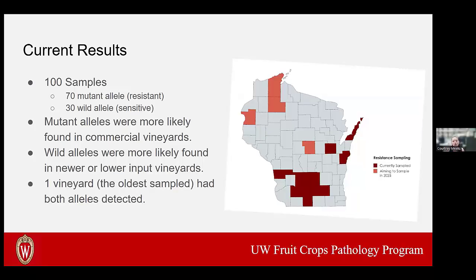Interestingly enough, there was one vineyard here in Dane County, the oldest I sampled. These grapevines were gnarly. They were from the 1970s. I actually was able to detect both alleles. So it's really interesting to have a picture genetically of what the state looks like.